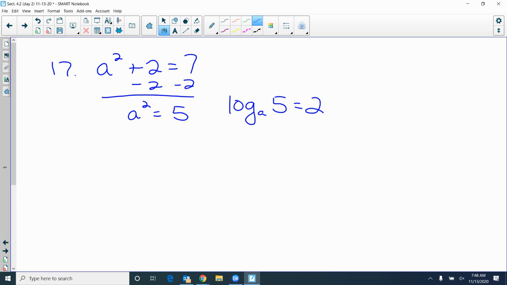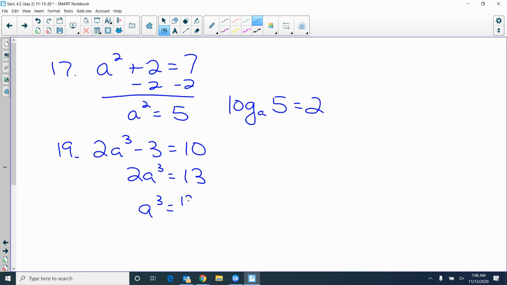And then for 19, what is that? 2a cubed minus 3 equals 10. If I add 3, get a cubed by itself. And then I get a to the 3rd equals, divide by 2, 13 over 2. Now they just leave it like that because if you looked at the answer, they write log base a of 13 over 2 equals 3. So that's what that one should look like when we're done.